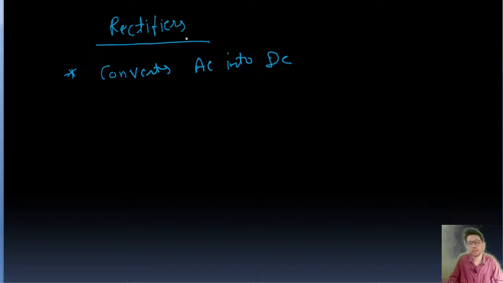So rectifier means it converts AC into DC. These are the points I'm writing. So the work of a rectifier is converting AC current into DC current.